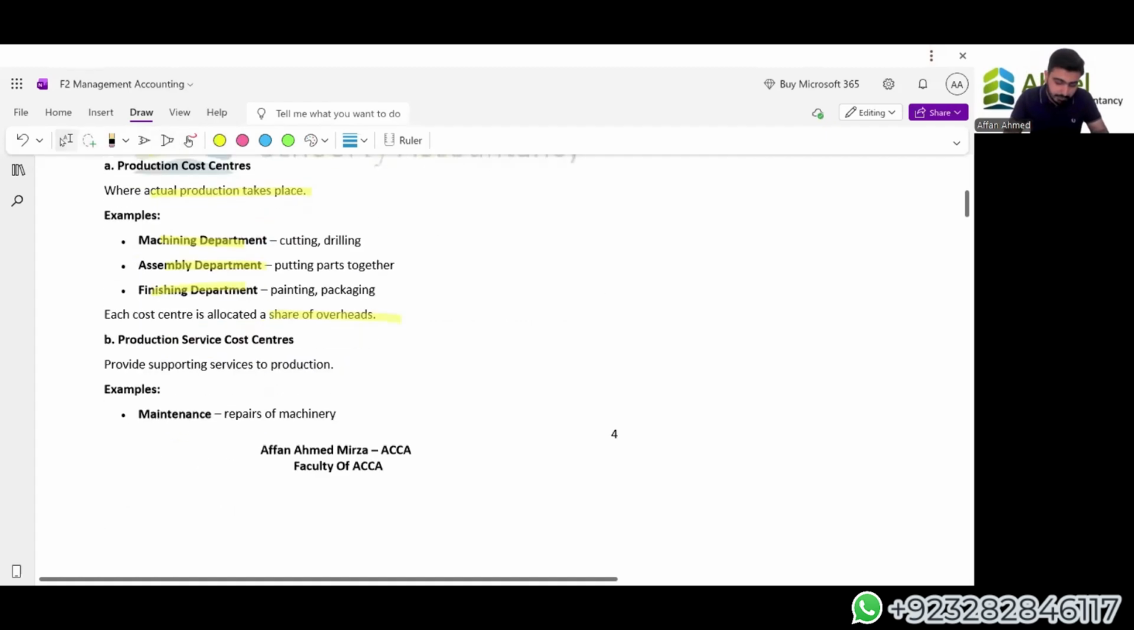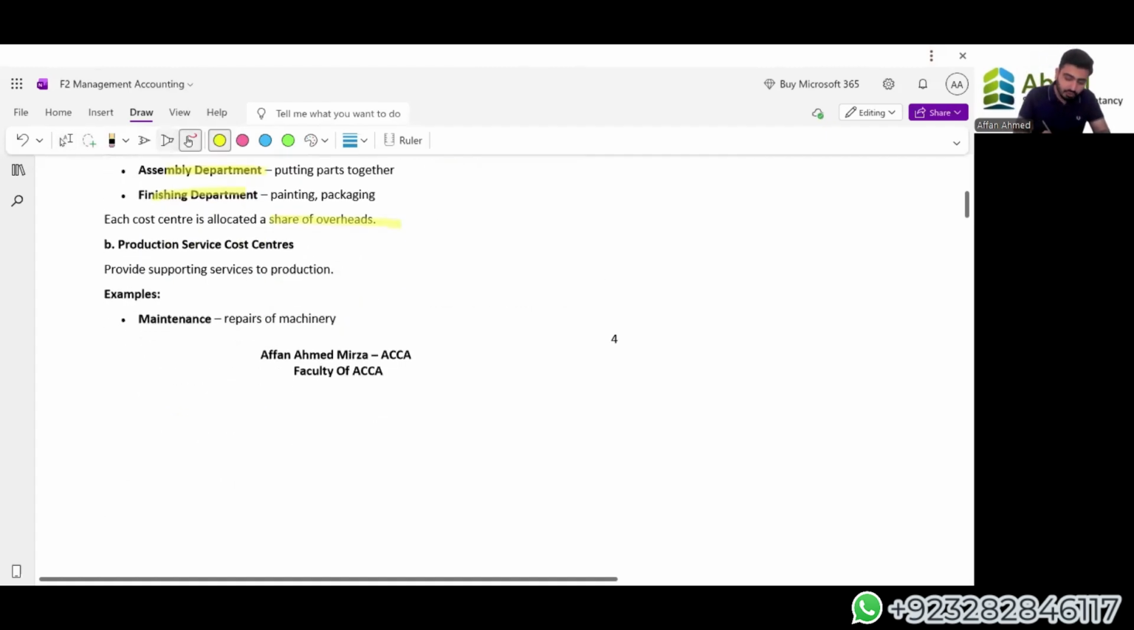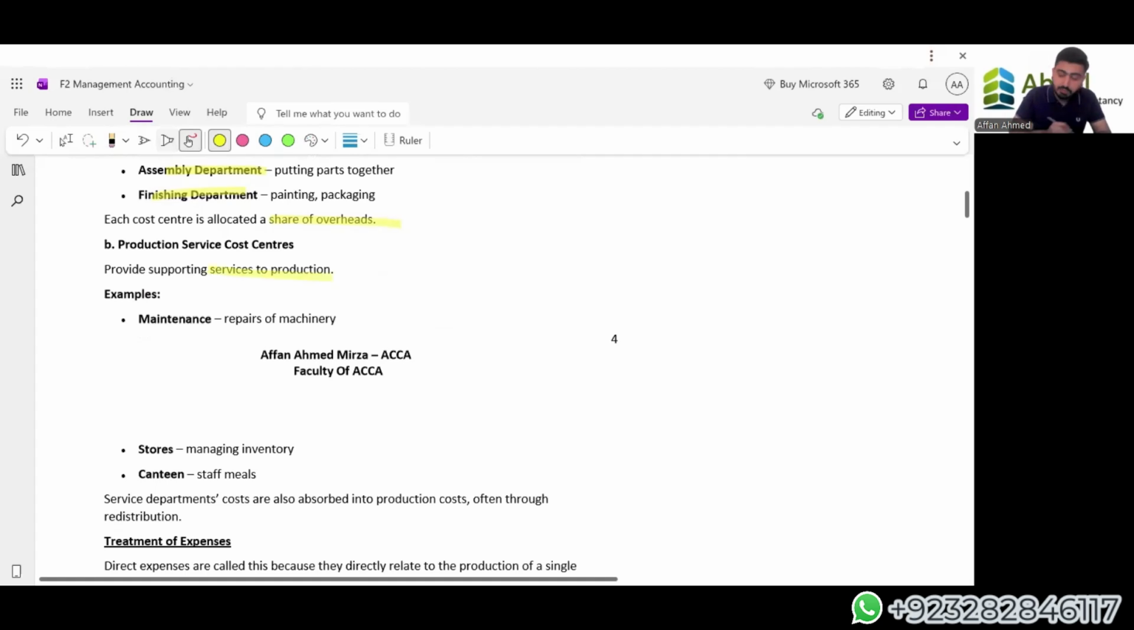Now, B is the service cost center. Service cost centers are basically departments supporting the production department. Now, in a house, there are people who are earning and there are people who are helping the other parties focus on work, right? If I'm earning in my household, my mother is helping me in the house. She is cooking for me. She is providing me a support that I would not be able to work efficiently without.